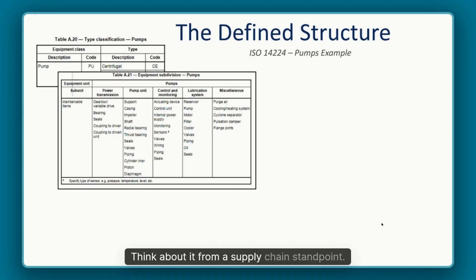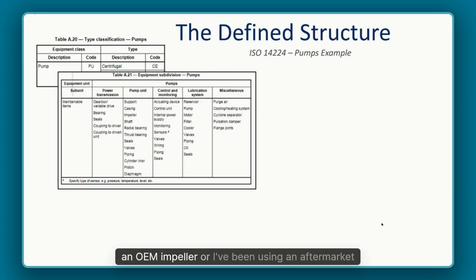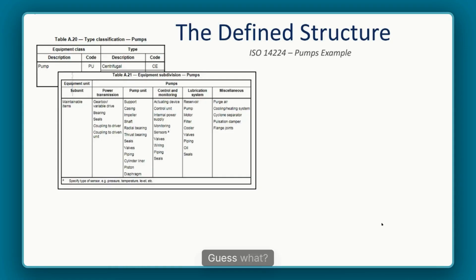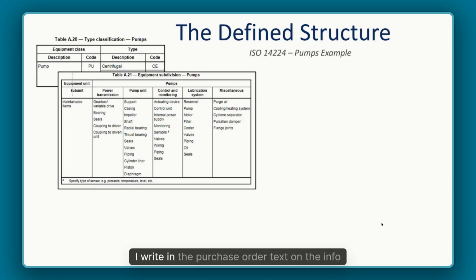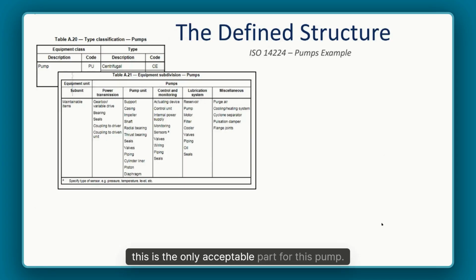Think about it from a supply chain standpoint. If we replace a gearbox, or back to the impeller example, and I've been using an OEM impeller, or an aftermarket impeller, and they keep failing over and over again, guess what? I go to the BOM, I update it, I write in the purchase order text on the info record and the source list, this is the only acceptable part for this pump. Do not put anything else in there. And I write it on the master data of the material master.